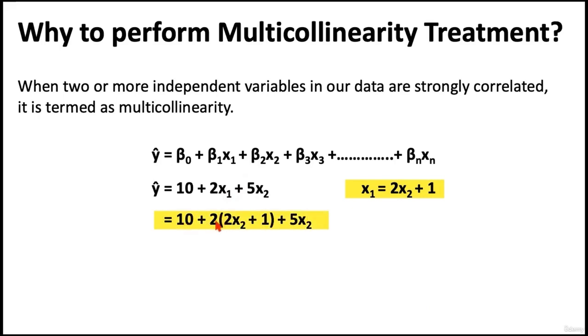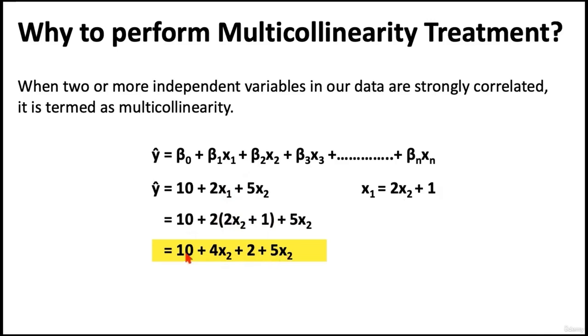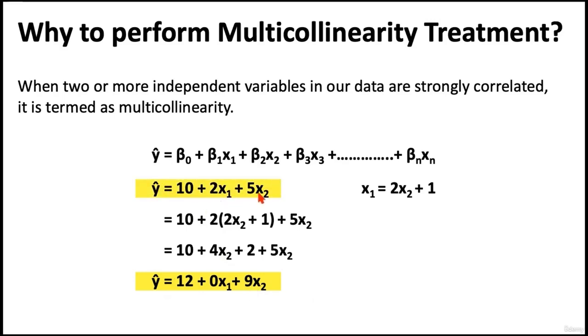So this is 10 plus 2 times, and we put this entire value here. And if we simplify it further, multiplying the values within the parentheses, we get 4x2 plus 2 plus 5x2. Again, adding the constants like 10 plus 2 and this 4x2 plus 5x2, we get something like this. So in this equation, if you see, we do not have x1. Can we say it can be written as 0 times x1? So we can write 12 plus 0 times x1 plus 9x2, something like this. This is another equation. This was the original equation.